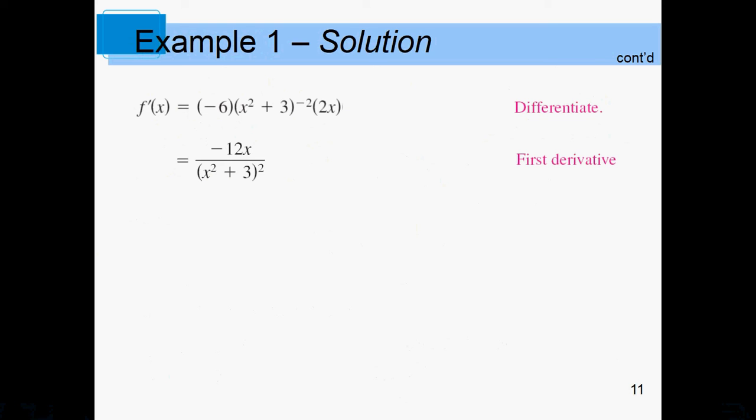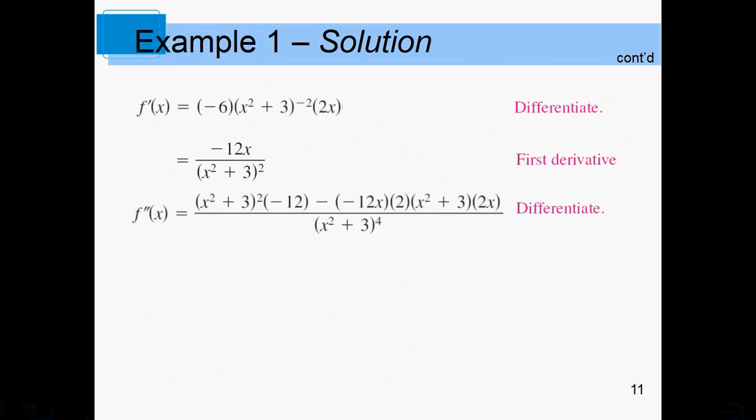All right. So now we have the first derivative. If we have a first derivative, to find concavity, we need to find the second derivative. So now we can do low d high minus high d low over low low, right? So we do low, x squared plus 3 squared, d high. The derivative of negative 12x is negative 12. Minus high, negative 12x, d low. Bring the 2 out front, rewrite, decrease by 1, and then the derivative of x squared plus 3 is 2x. All over low low. So x squared plus 3 squared squared is x squared plus 3 to the 4th.